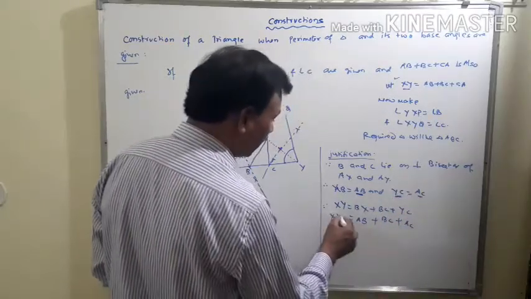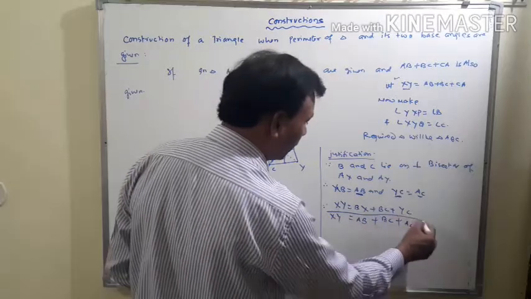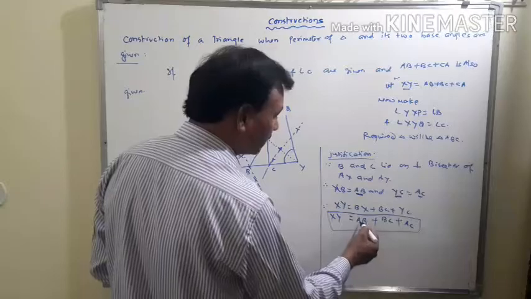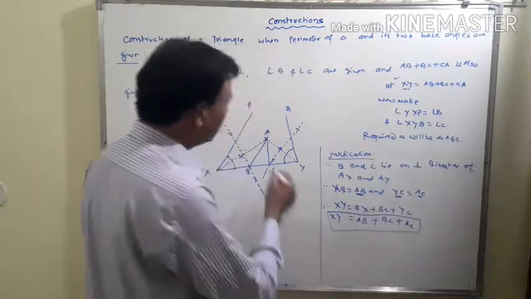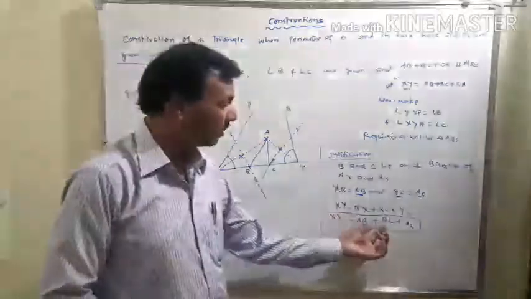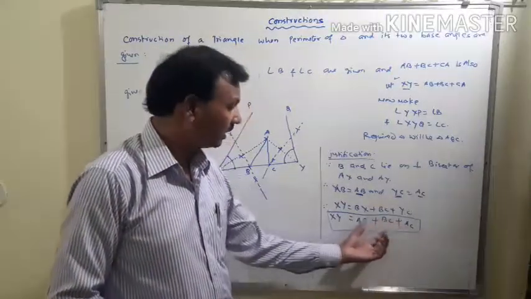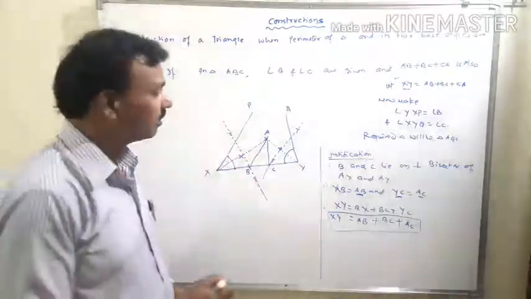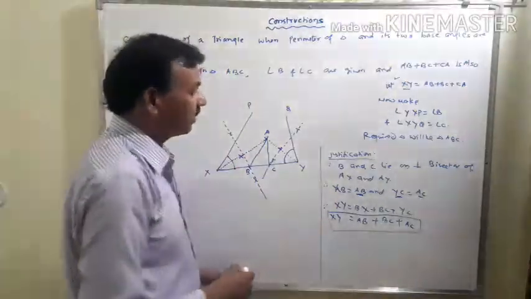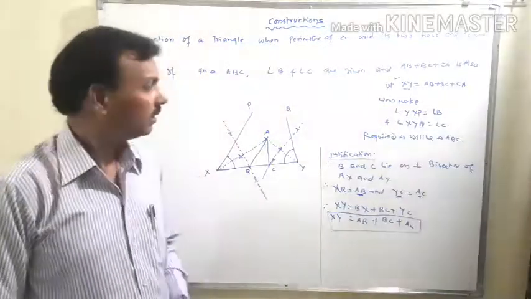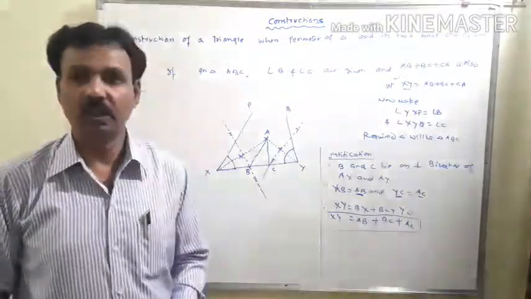That means XY equal to AB plus BC plus AC, where AB, BC and AC are the sides of the required triangle, and AB plus BC plus AC is the perimeter of the given triangle. This is the justification of our construction. In the next video we will take some numerical problems related to this chapter.